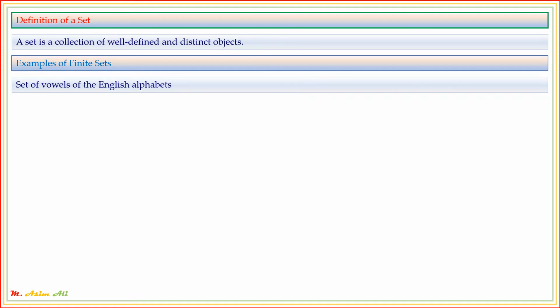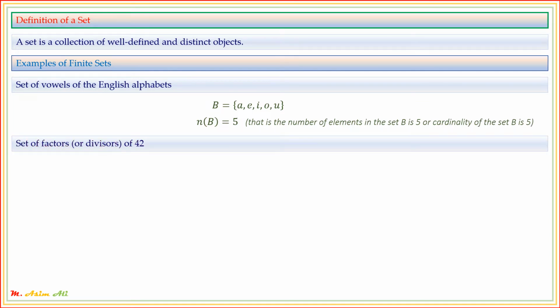Example, set of vowels of the English alphabet. As you know, there are only 5 vowels in the English alphabet: A, E, I, O, U. So this set contains how many elements? We can write it like this. n(B) means the number of elements in set B is 5, and that means the cardinality of the set is also 5.